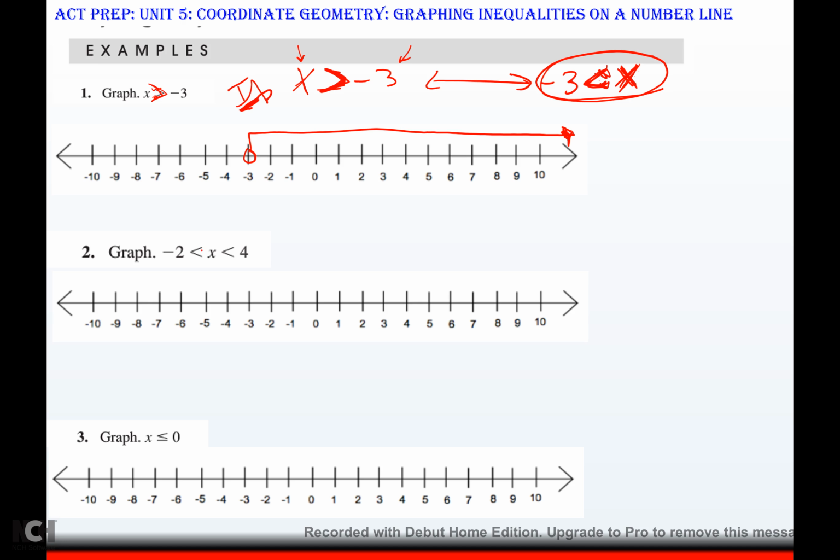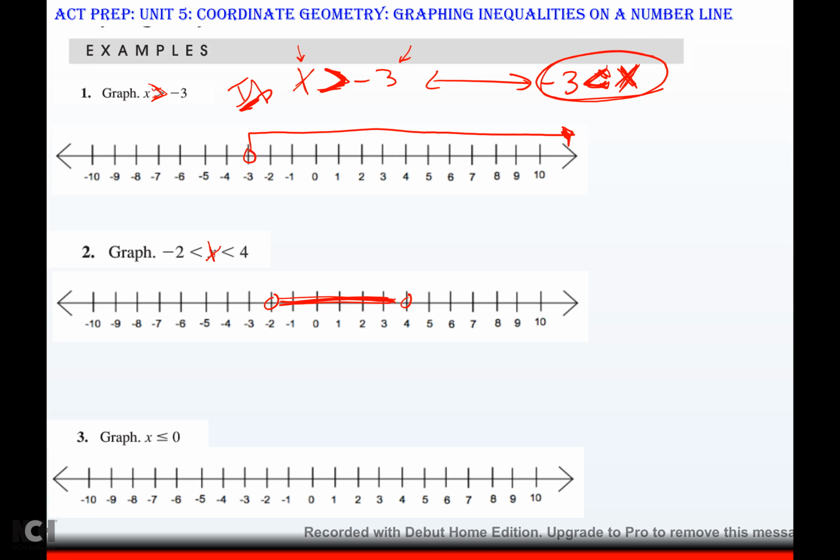Okay, when you have these betweens, this says that I want all of the x's that are between, not including, but between negative 2 and 4. So negative 2 is going to get an open circle, and 4 is going to get an open circle, and I'm going to shade everything in between.